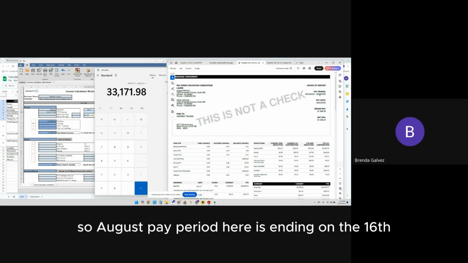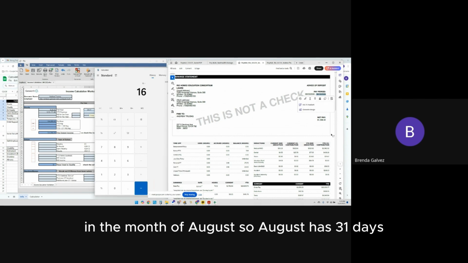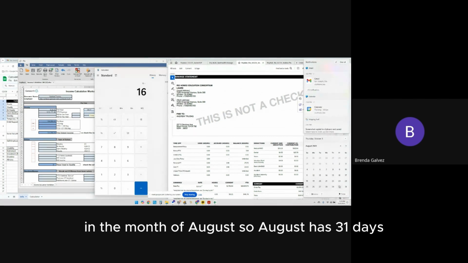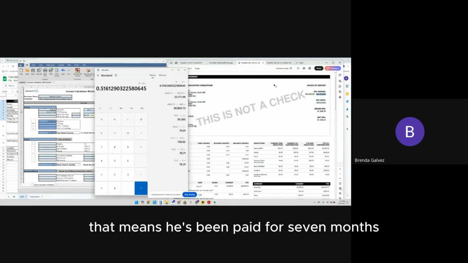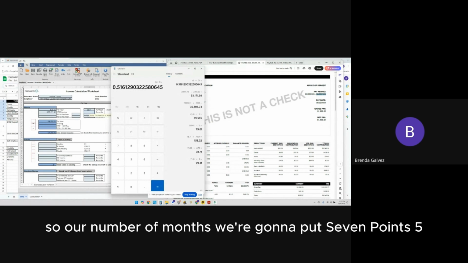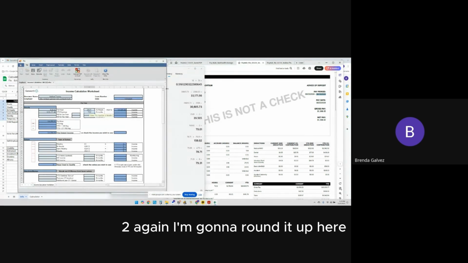And then for this number of months, the way I calculate this is going back to our end pay period. So the August pay period here is ending on the 16th, and we're going to divide that by the number of days in the month of August. August has 31 days. 16 divided by 31 gives us 0.516. Because this is the month of August, that means he's been paid for 7 months. So our number of months, we're going to put 7.52. Again, I'm going to round it up here, and we get that monthly income.